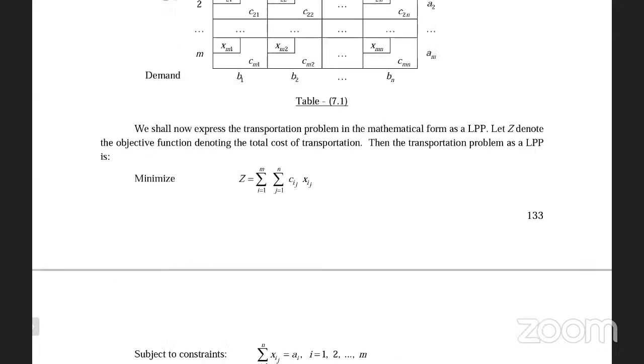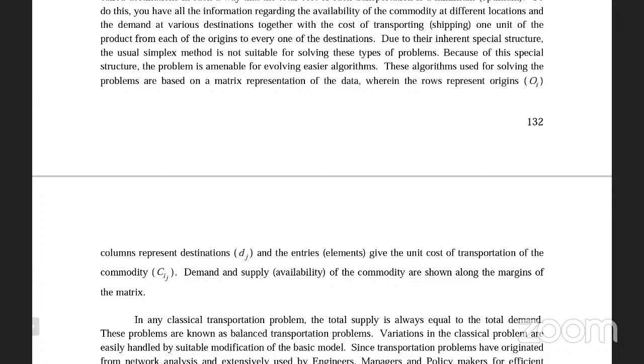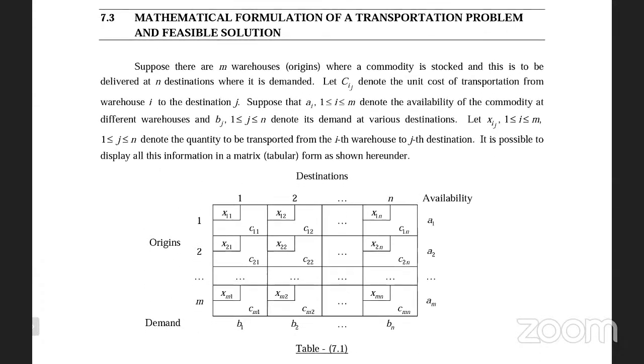Now coming to the mathematical formulation of transportation problems. Here, suppose we have m warehouses, which are called origins, where the commodity is stocked and from which it is delivered to the n destinations, where there is a demand. First I am giving the terminologies: origins and destinations, m warehouses, m origins and n destinations.